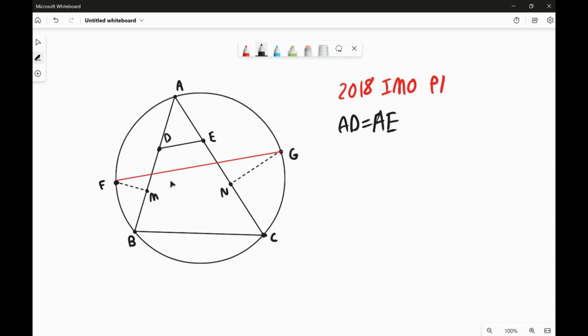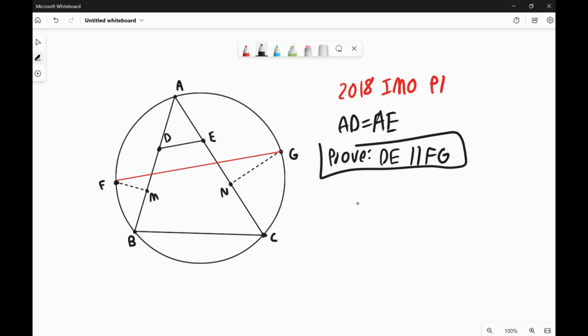And then we construct the perpendicular bisectors of DB and EC, and they intersect the circumcircle of ABC at F and G. And we want to prove that DE is parallel to FG. M and N are the midpoints of DB and CE, and they're just used to define the perpendicular bisector, so go ahead and remove them. So this is what we want to prove. So how can we get started on this problem?